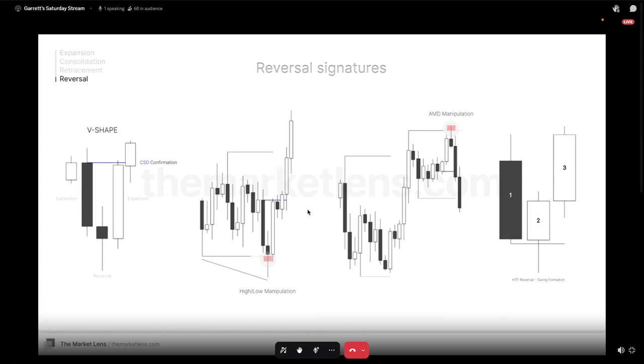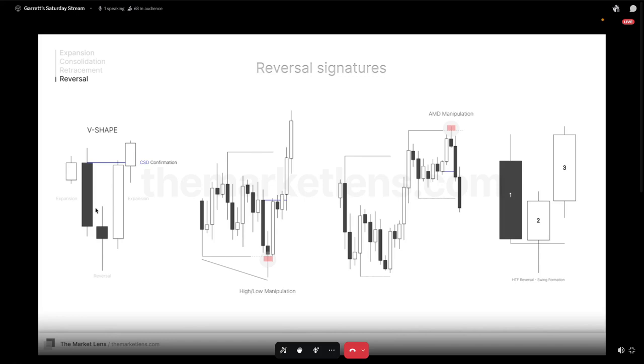So what is a reversal signature? It's essentially where price expands into an objective, right? Hits that reversal point, expands away. So it's simply expansion, reversal, expansion, or expansion met with expansion. That's what it's going to look like, often going to look like a V shape, right?